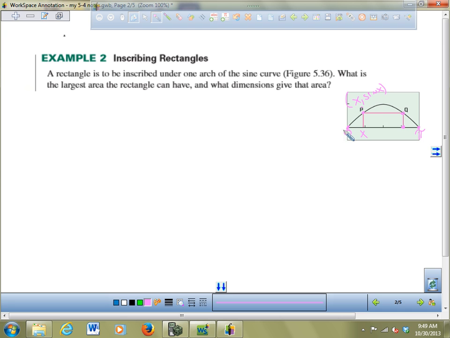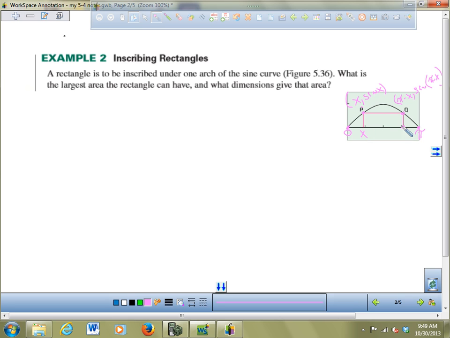So if this is pi to here and x to here, then this distance from here to here is going to be pi minus x. So this point over here is going to be pi minus x, comma, sine of pi minus x. But that's not really the dimensions of the rectangle.